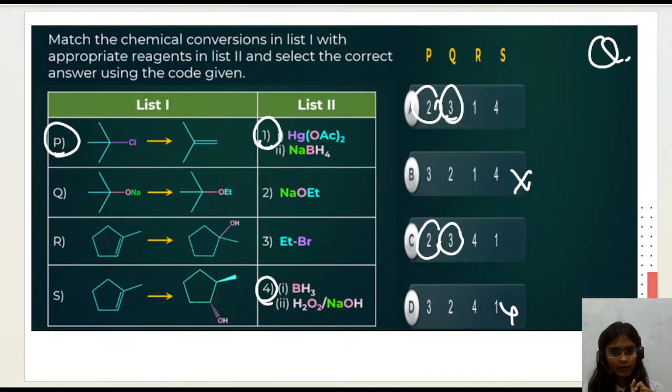In option number R, if you observe, is it Markovnikov addition or anti-Markovnikov addition? Please answer the question. If you know Markovnikov and anti-Markovnikov, then it is very easy to solve. You can go with oxymercuration-demercuration or the hydroboration reaction. In which case are we going to follow Markovnikov addition? Option number one or option number four? Recall. Yes, it's a Markovnikov addition, but in which reaction are we going to follow it?